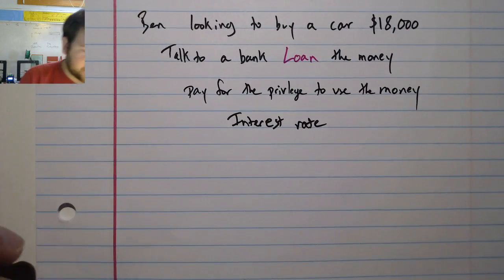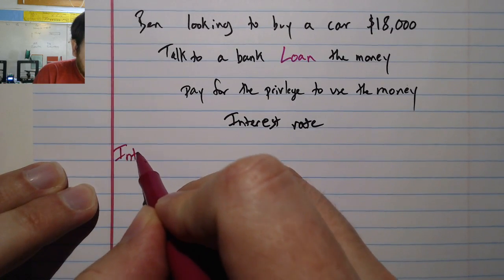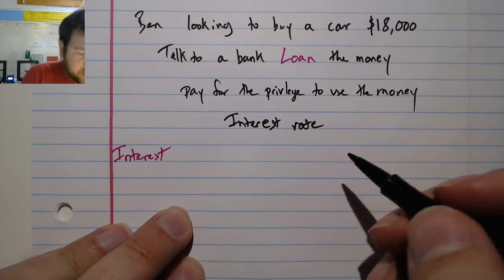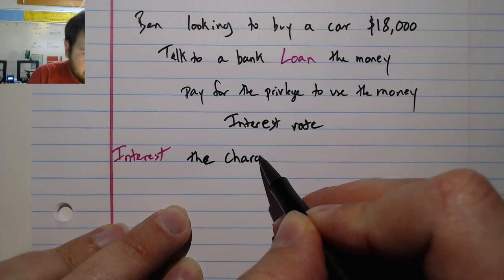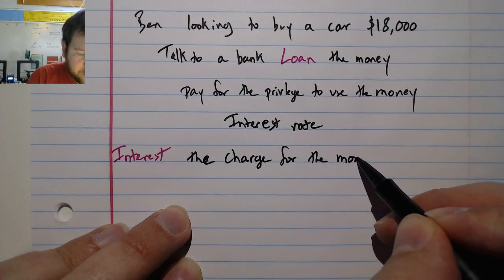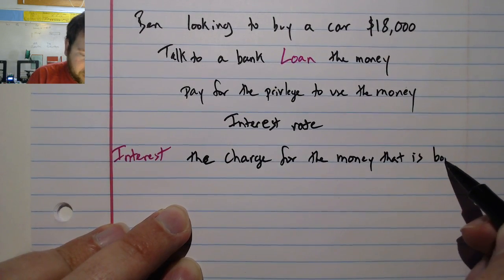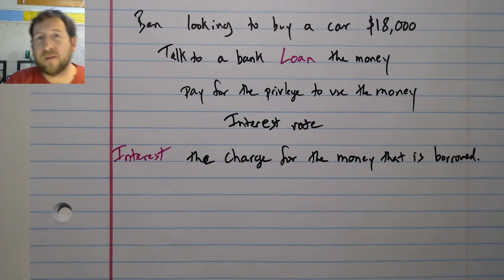So first, let me use a different color, we have our interest. And the interest is the charge for the money that's borrowed. A bank or something like that is going to give you the money, but you're going to have to pay extra that you have to give back.